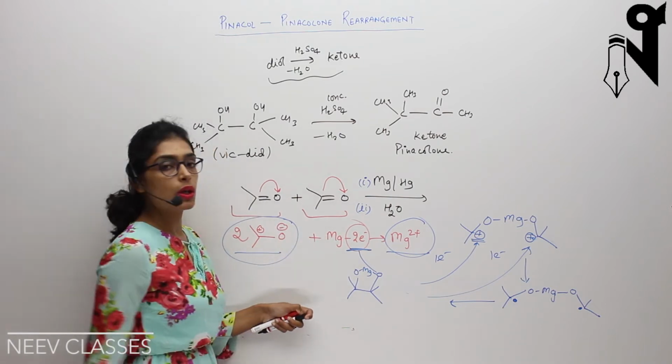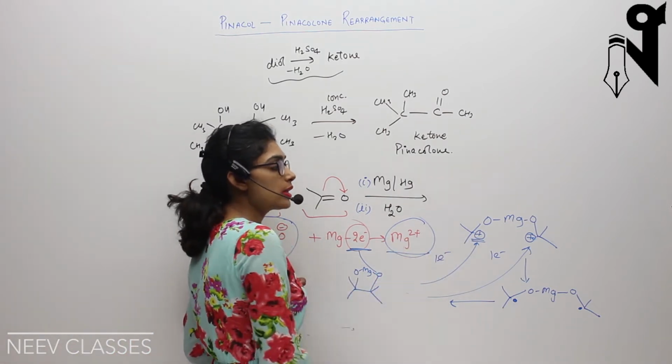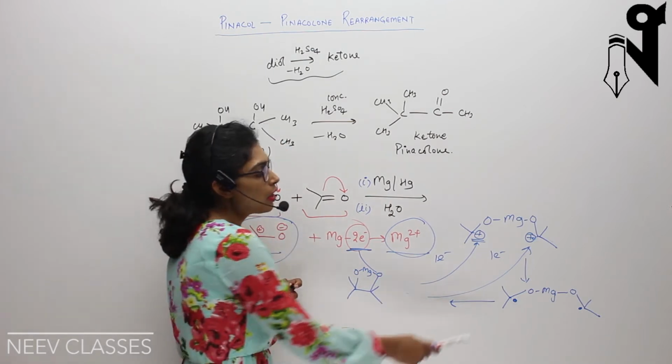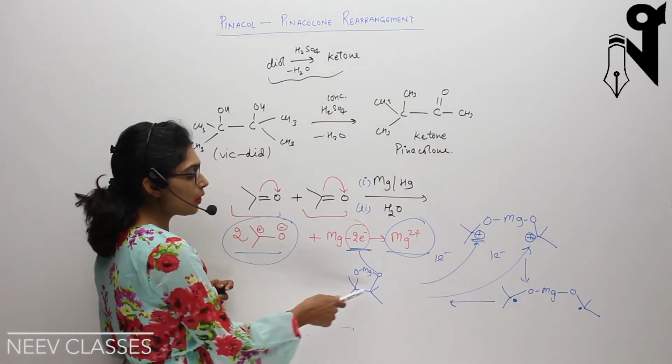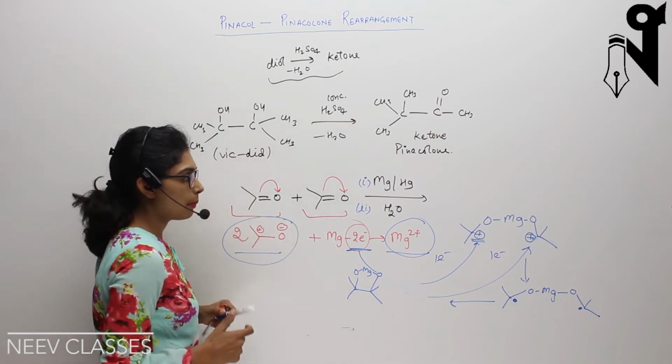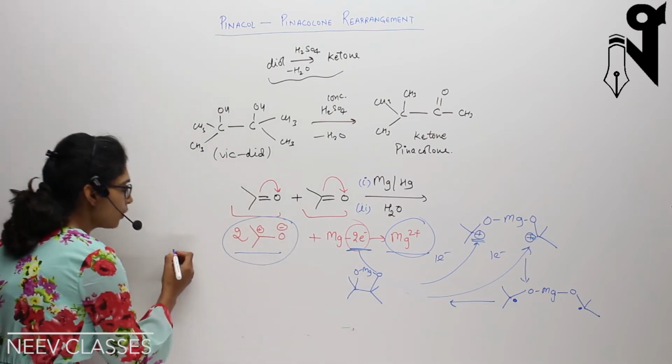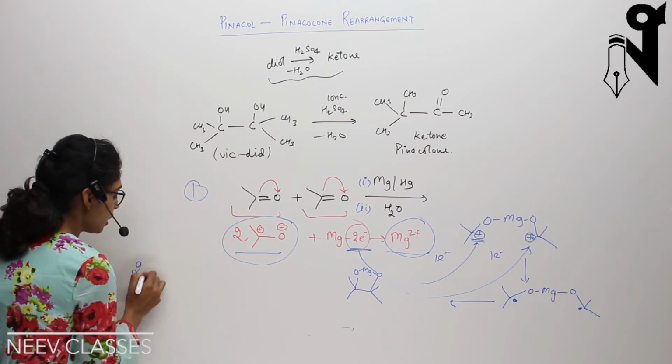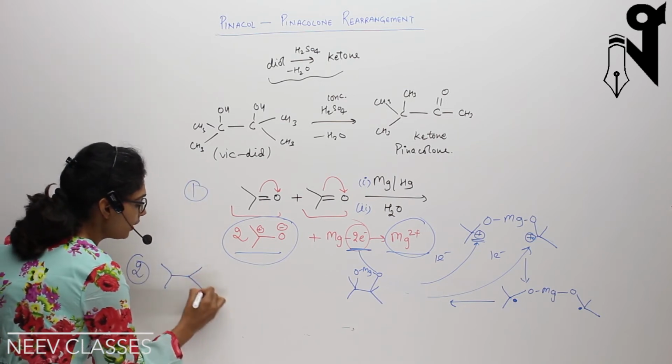Now of the two electrons lost by magnesium, one electron will go to this carbon and one electron will go to the other carbon, forming the radical over here. Next step, the radicals will combine and form a bond between one carbon and the other carbon. Now, this is my first step.